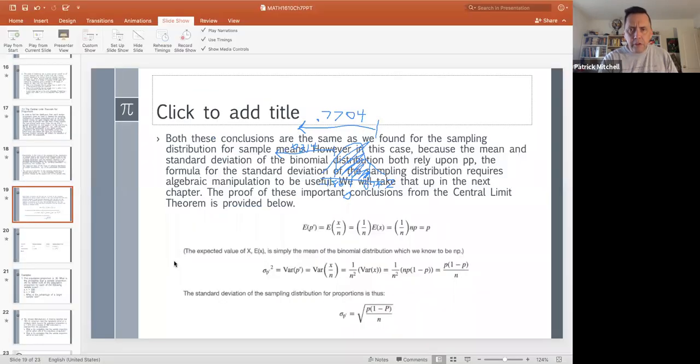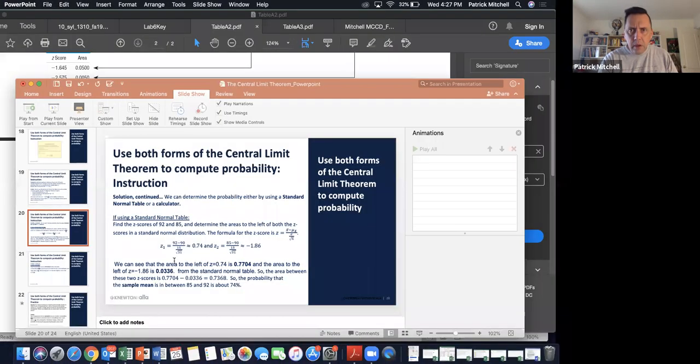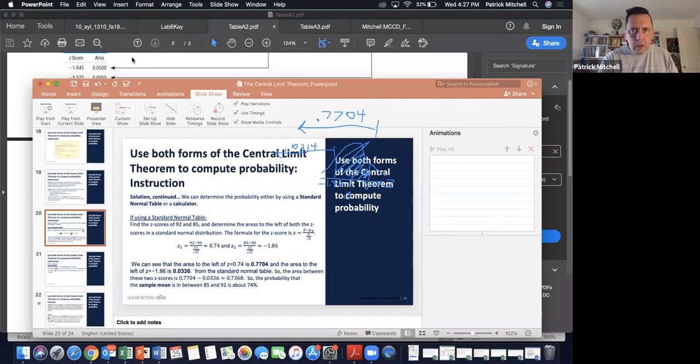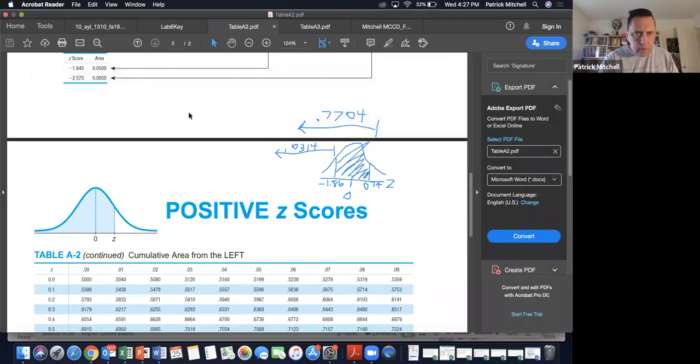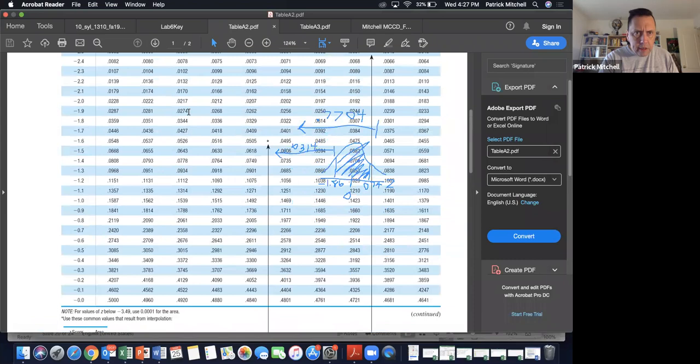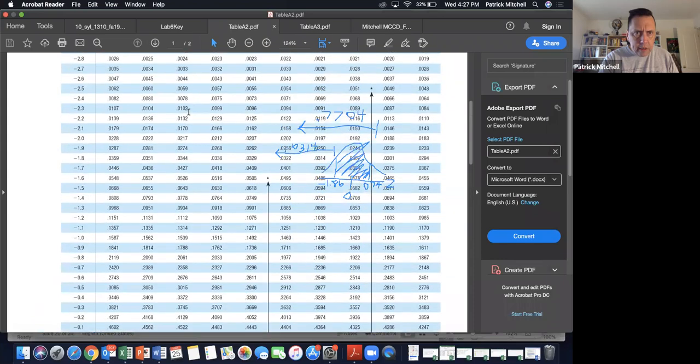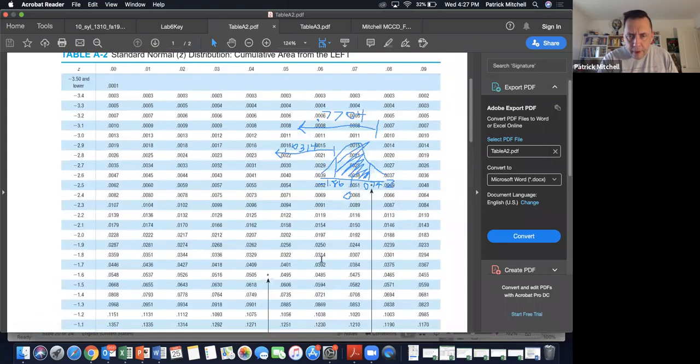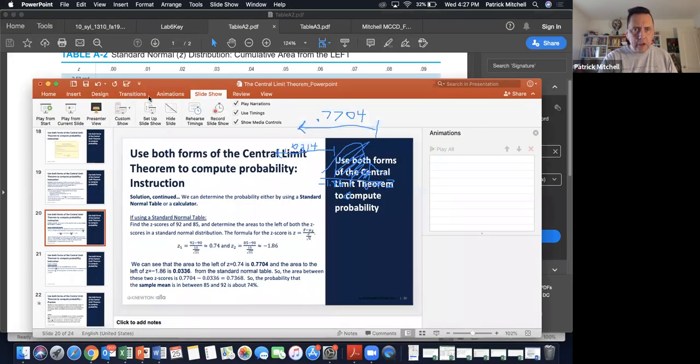Let me just make sure I didn't make a mistake. Negative 1.86. Nope, I think we're right and they're wrong. Looks to me like they were looking at negative 1.83. All right, so that should say 0.0314 on the PowerPoint. That's something I didn't catch.